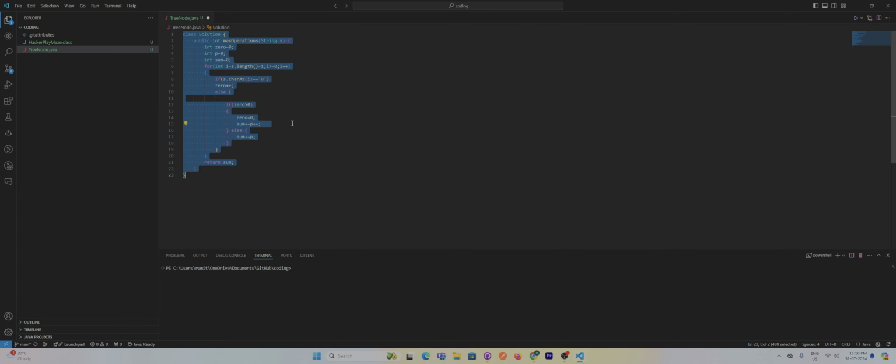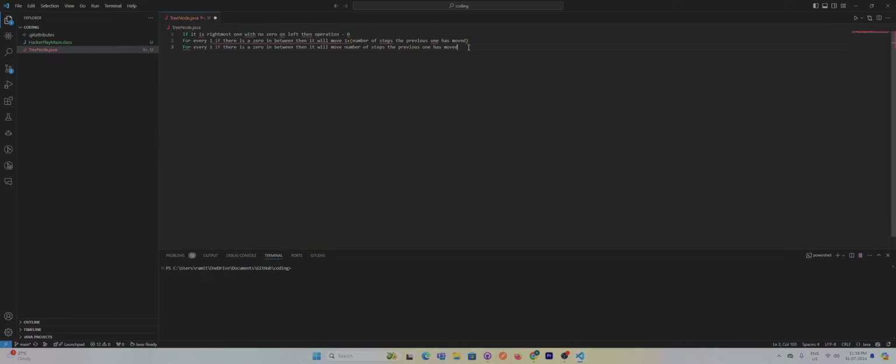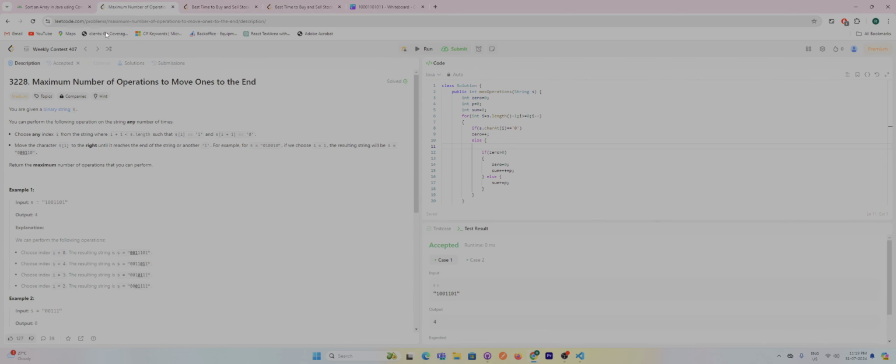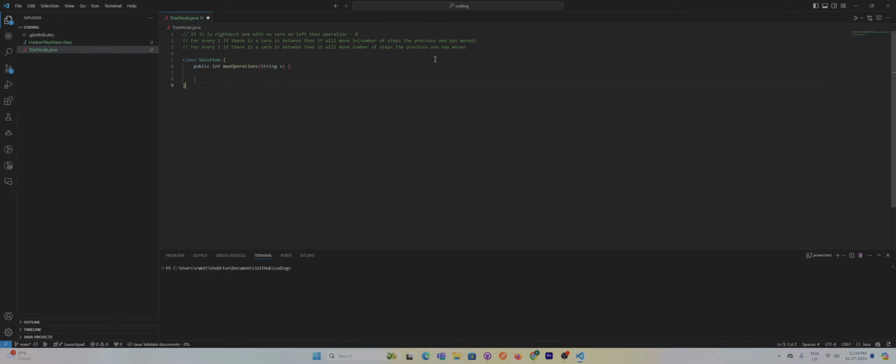So I'm going to try to code it up. I have written a code for it, but I'm going to rewrite the code so that it's easier for you guys to understand, and I'm also going to explain as I am writing the code. Let's see. I'm going to find the maximum operations where string s is given. So I'm going to loop: for i equals l minus 1, i greater than or equal to 0, i minus minus. I'm just trying to code up this pseudocode.